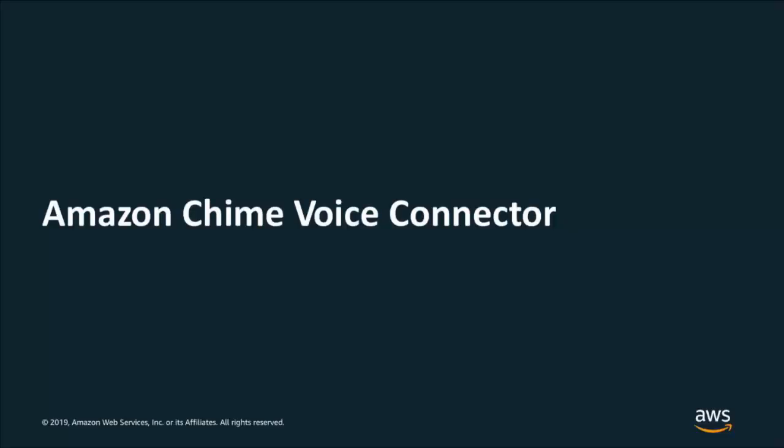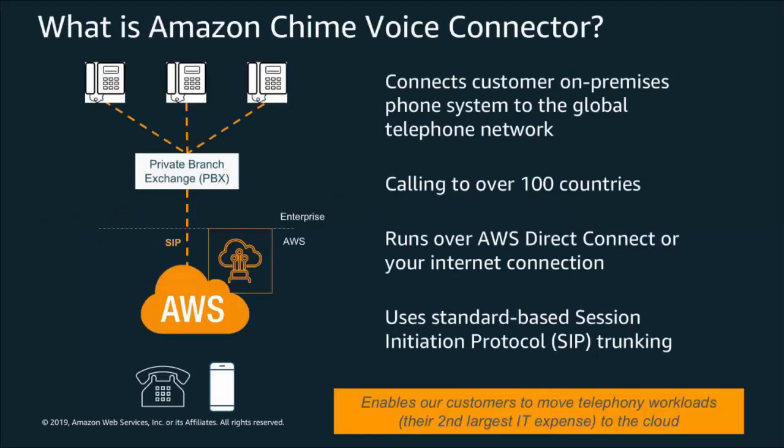Now let's take a deeper look at Amazon Chime Voice Connector. So what is Amazon Chime Voice Connector? We're able to connect customers' on-premise phone systems to the global telephone network using a SIP trunk. We enable calling to 100 countries, and the connectivity runs over the AWS Direct Connect or your internet connection.